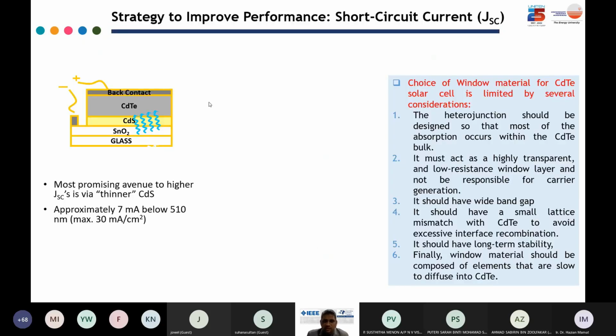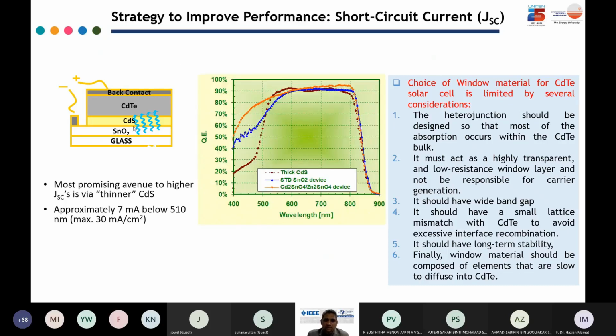And then we also tried to do other things. For example, reducing the thickness of cadmium sulfide, which is the N-type partner, because mostly the carrier generation happens in the CdTe. So if we reduce the CdS thickness, we can minimize the absorption loss. This way, we can get more absorption in the short wavelength region.